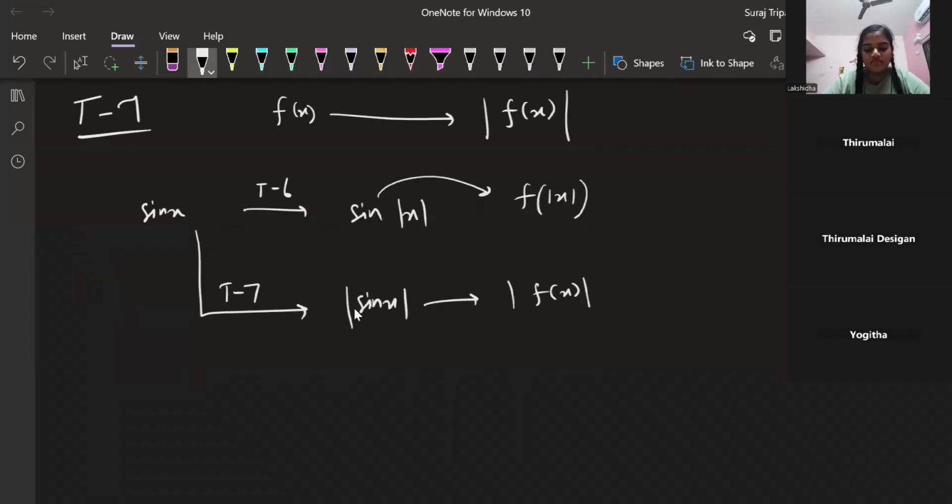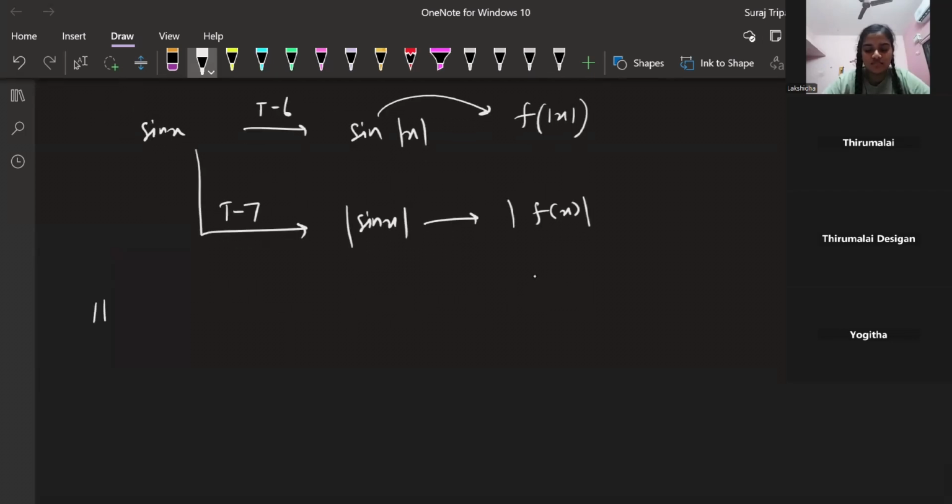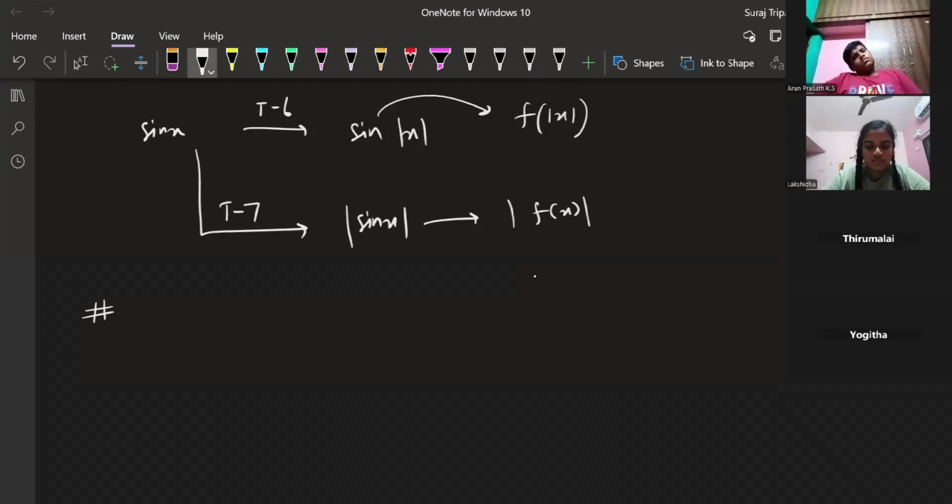Now, how are we going to draw this type of graph? Whatever original graph is present, on that graph we have to remove the portion which is present below the x-axis. Below the x-axis, whatever graph is present, we have to remove it, or rather revert it back over above the x-axis. The same graph, we have to fold like that.